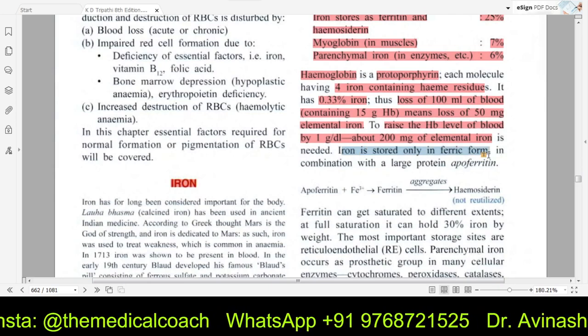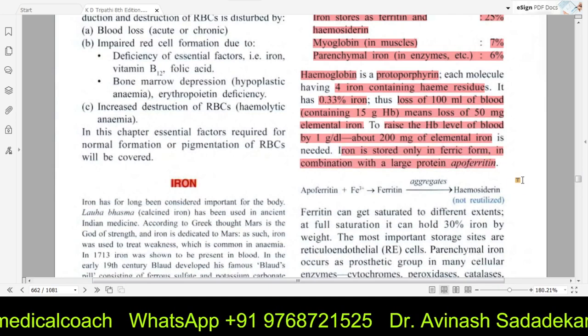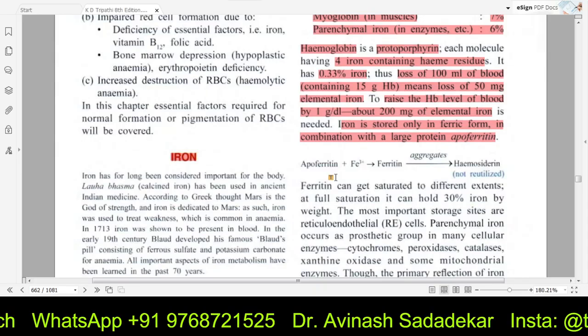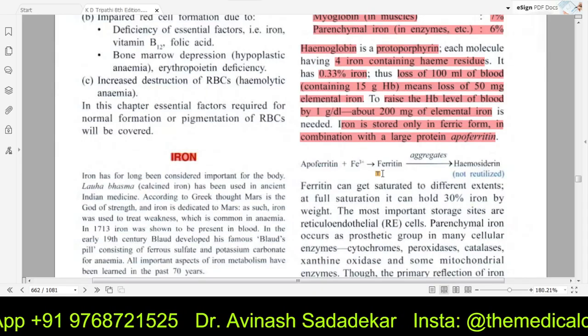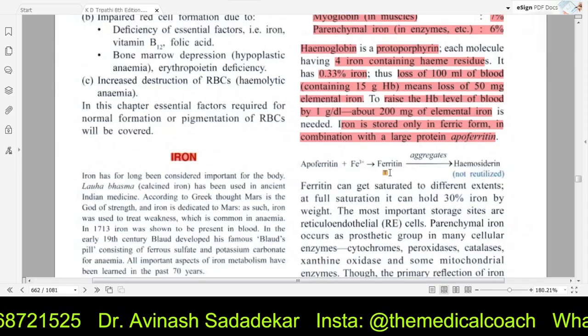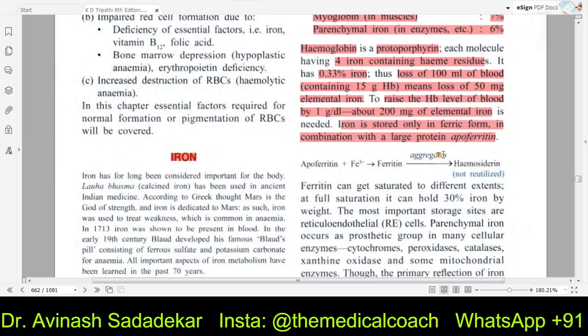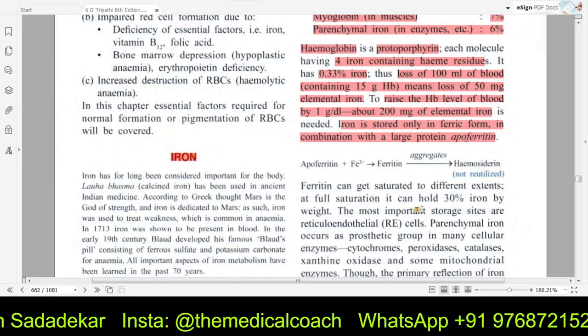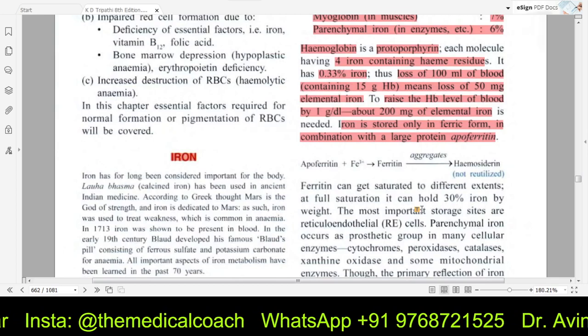Iron is stored in ferric form in combination with a protein called apoferritin. So apoferritin plus iron gives you ferritin. If ferritin is not utilized, it starts getting aggregated into hemosiderin, and hemosiderin is kind of permanent, it is not used.